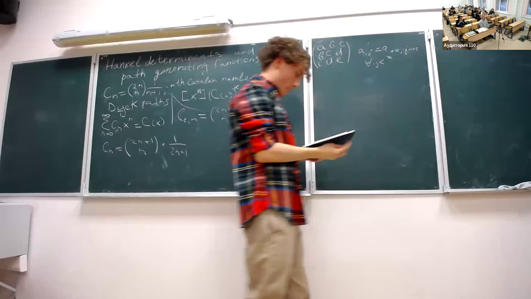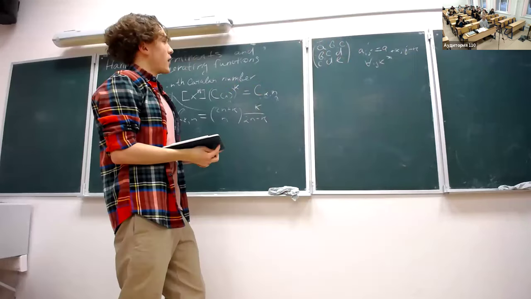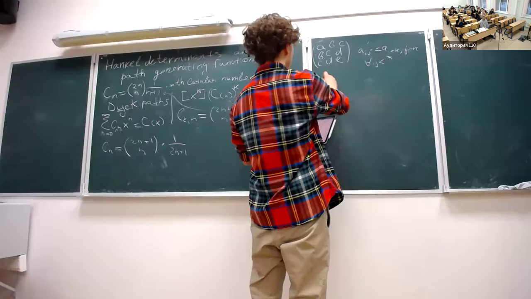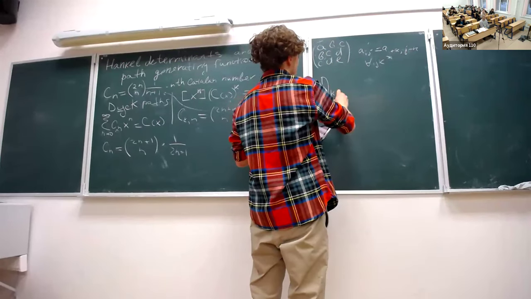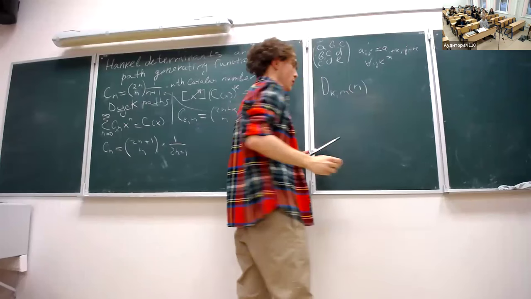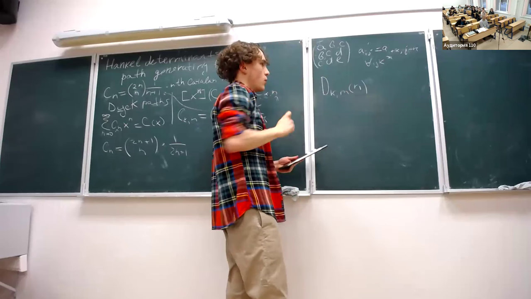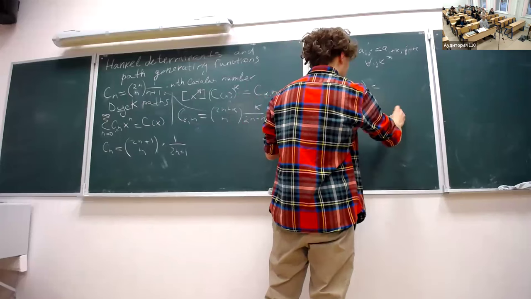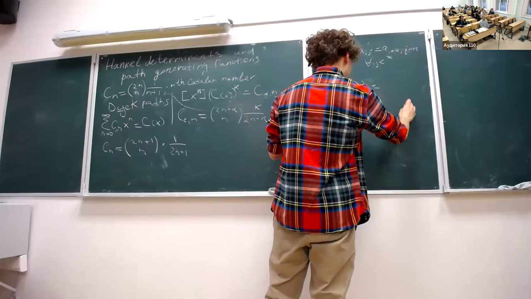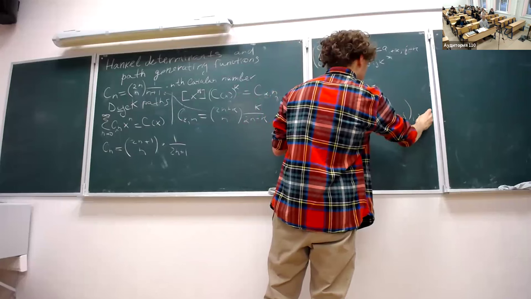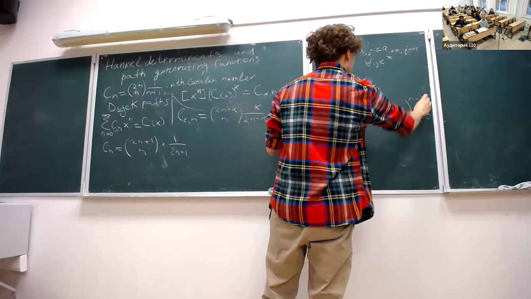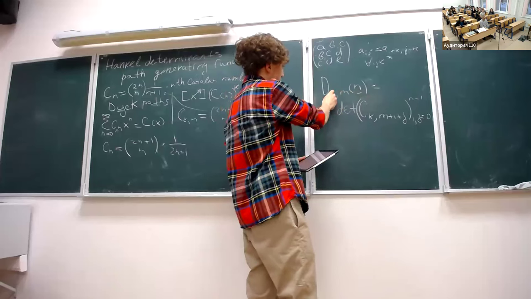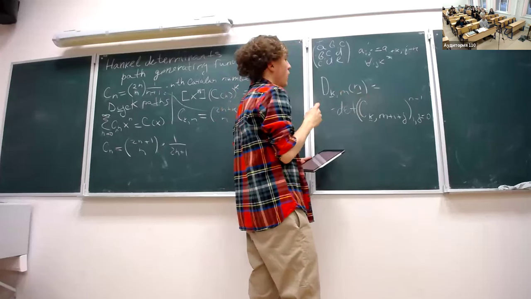So let us define the Hankel determinant of the convolution power of Catalan numbers. We will denote it the following way: d_{k,m}(n). I will explain which letter stands for what. This is the determinant of the following matrix. As you see, n is responsible for the size of the matrix, k is responsible for the convolution power, and m is responsible for a certain shift.